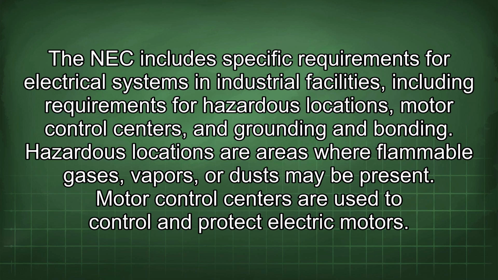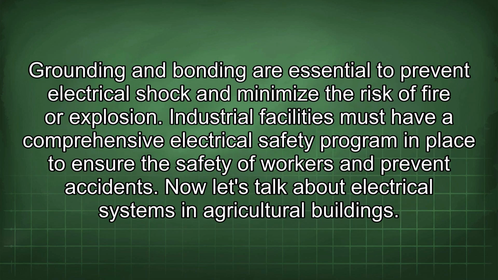Motor control centers are used to control and protect electric motors. Grounding and bonding are essential to prevent electrical shock and minimize the risk of fire or explosion. Industrial facilities must have a comprehensive electrical safety program in place to ensure the safety of workers and prevent accidents. Now let's talk about electrical systems in agricultural buildings.